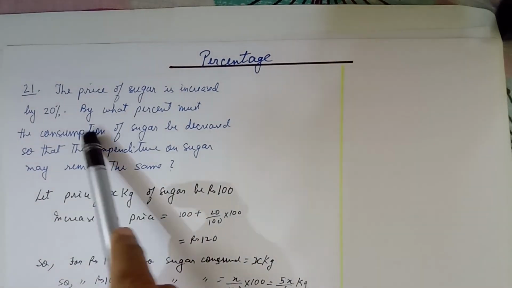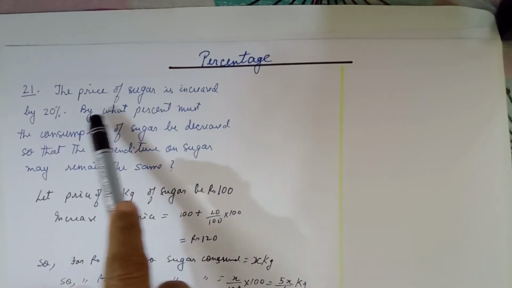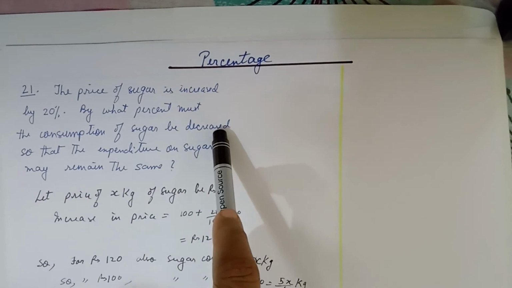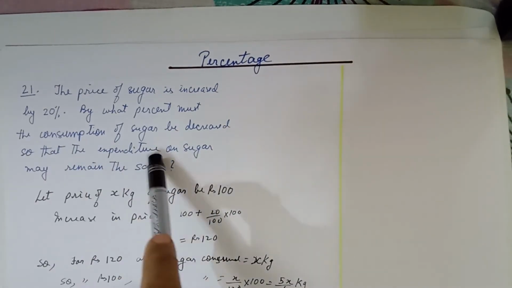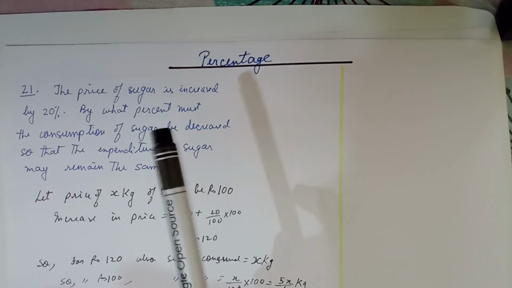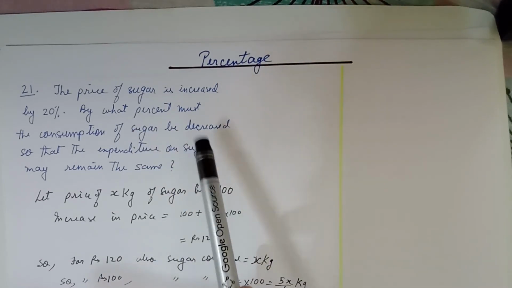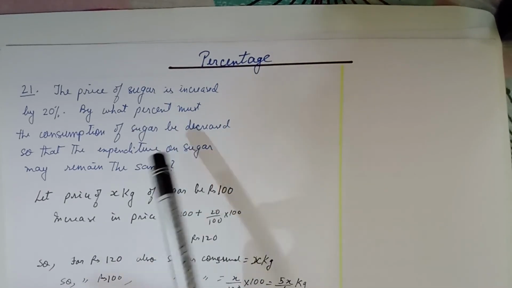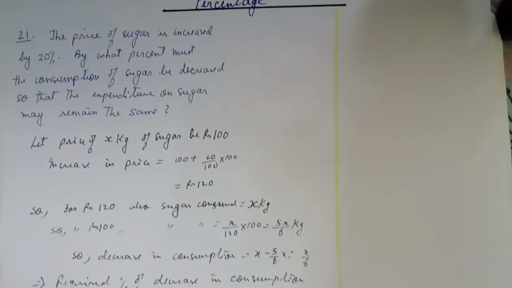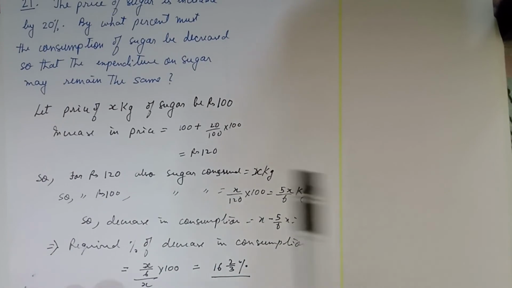Number 21. The price of sugar is increased by 20%. By what percent must the consumption of sugar decrease so that the expenditure on sugar remains the same? The initial question on sugar was the price was increased, now you need to decrease the consumption. So this is one very special question. Please pay attention here. Read the question, understand, and now listen to the explanation.